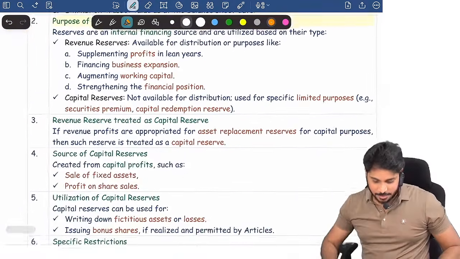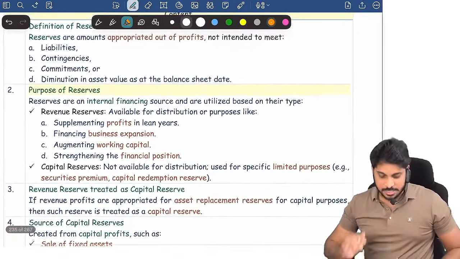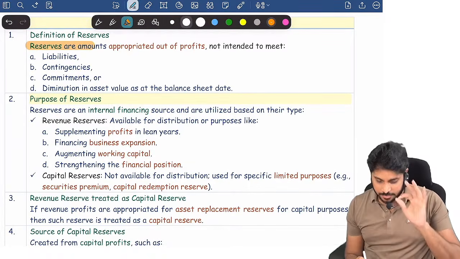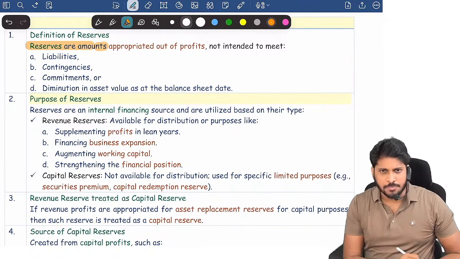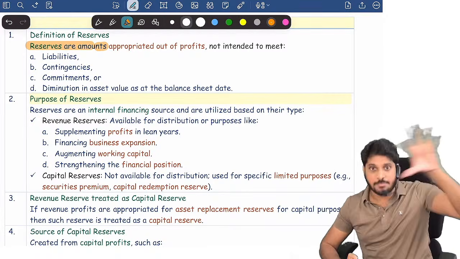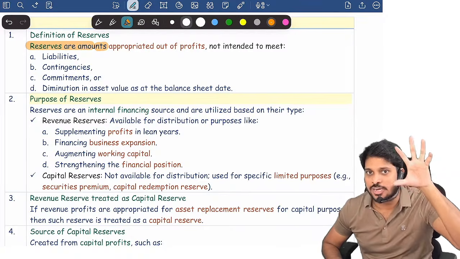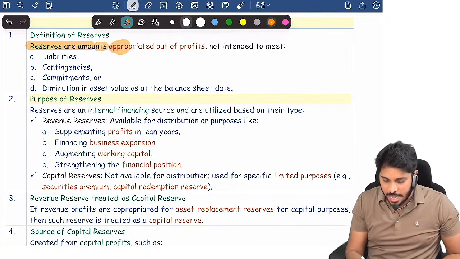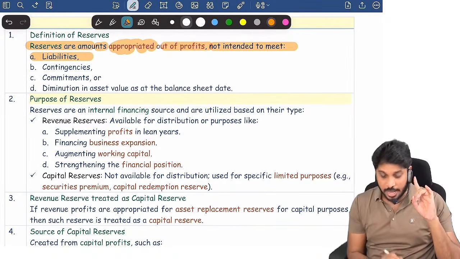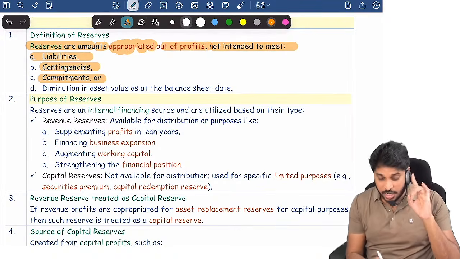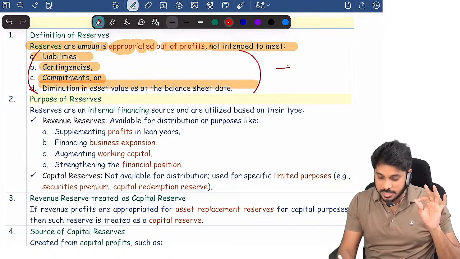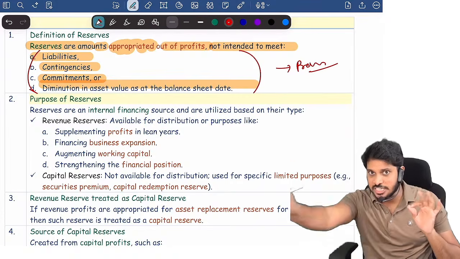Then reserves and surplus, guys. Sometimes in the exam they can ask you what a reserve is. Reserves are nothing but amounts which are taken from P&L profit. From the profit, we allocate some amount for some purpose, that we call a reserve. A reserve is an appropriation out of profits which is not for the purpose of a liability, not for contingency, not for commitment, not for diminution in value. These are not reserves, guys. These are all provisions, guys.